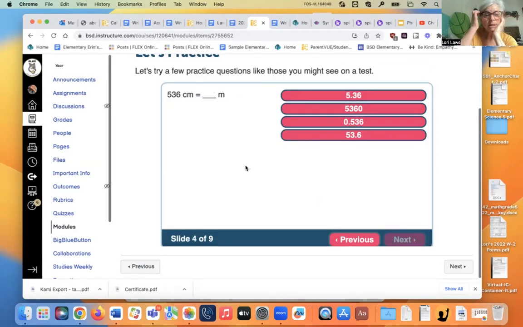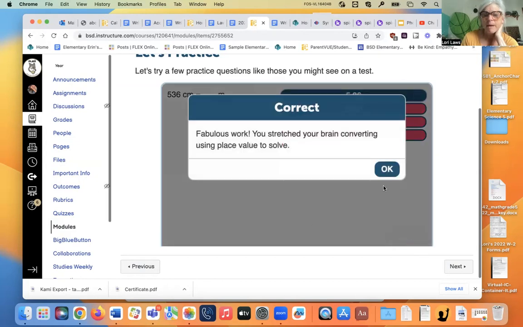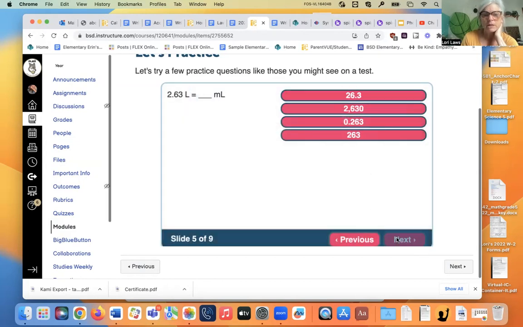Next, centimeters to meters. Now, there's 100 centimeters in 1 meter. So you're going from little ones to bigger ones. So you're dividing, and centi means 100, so it's going to go twice. So you're going to bounce it once, twice, and the decimal is going to be between the 5 and the 3. Fabulous work. Your brain is converting.